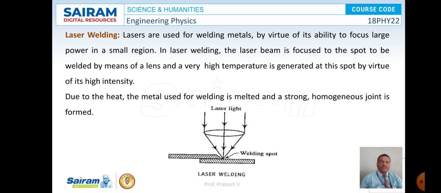Lasers are used for welding metals by virtue of their ability to focus large power in a small region. In laser welding, the laser beam is focused at a particular spot where the metal has to be welded. Because of the high temperature generated, the metal used for welding gets melted, the metals get attached, and a strong homogeneous joint is developed. So this is what is called laser welding.